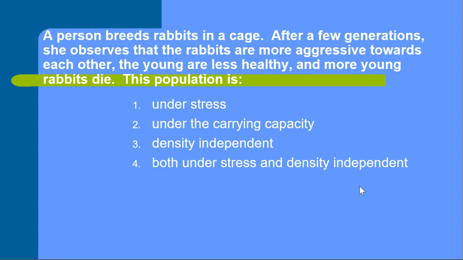Okay, so here's your next question. A person breeds rabbits in a cage. After a few generations, she observes that the rabbits are more aggressive towards each other, the young are less healthy, and more rabbits die. This population is under stress, under the carrying capacity, density independent, or both under stress and density independent.